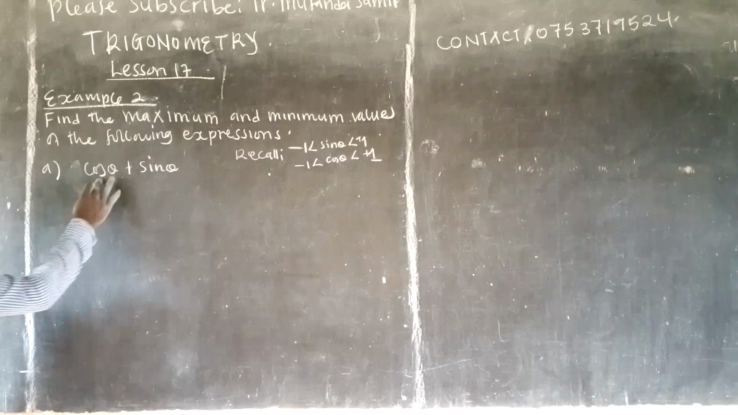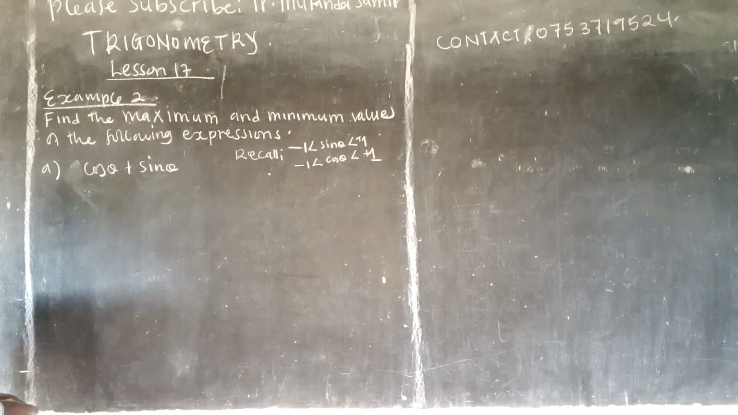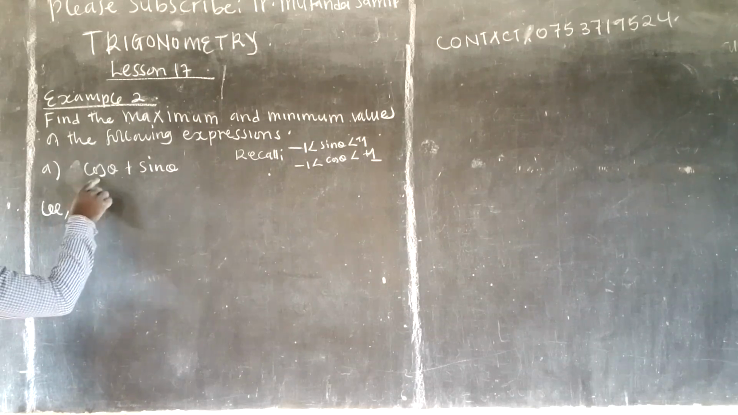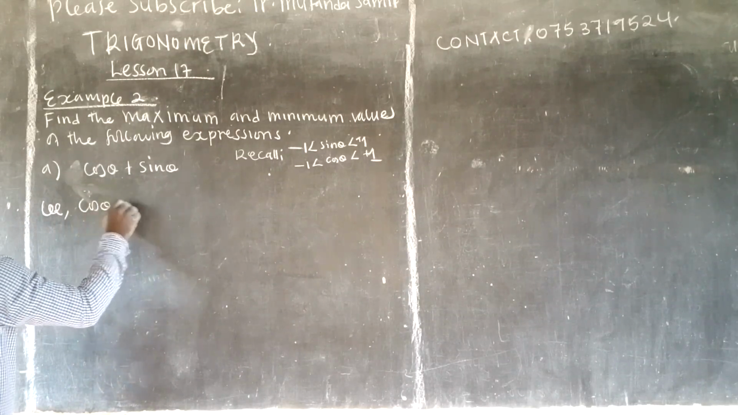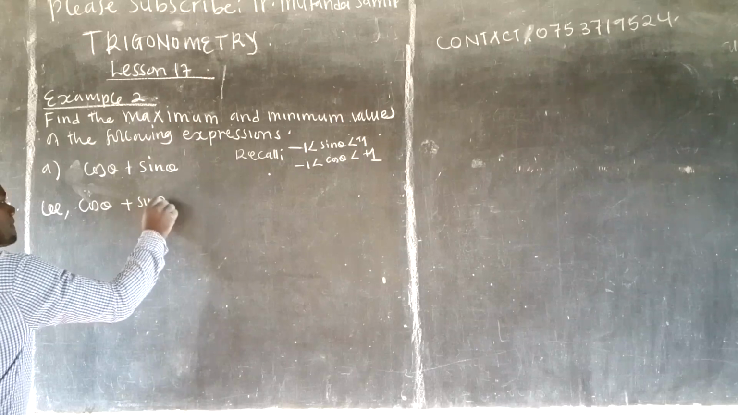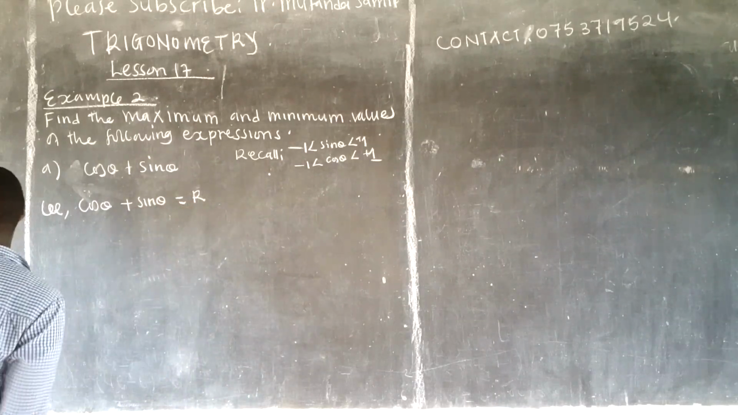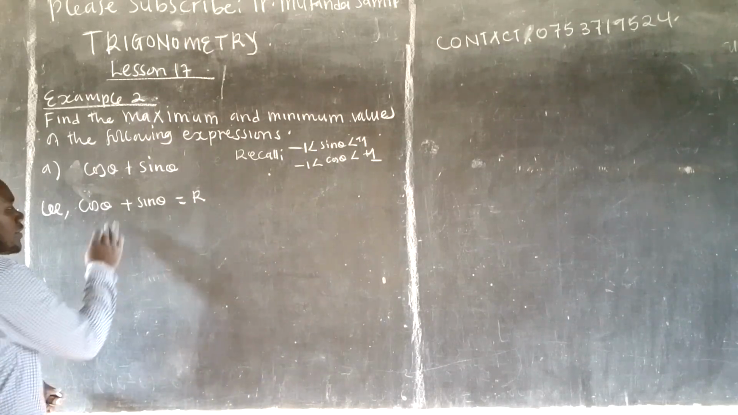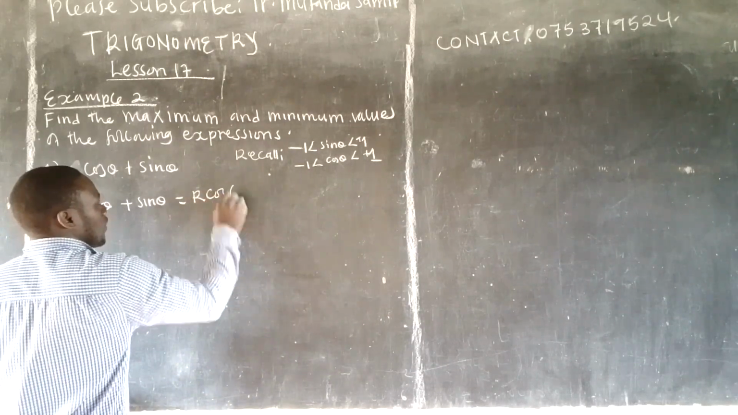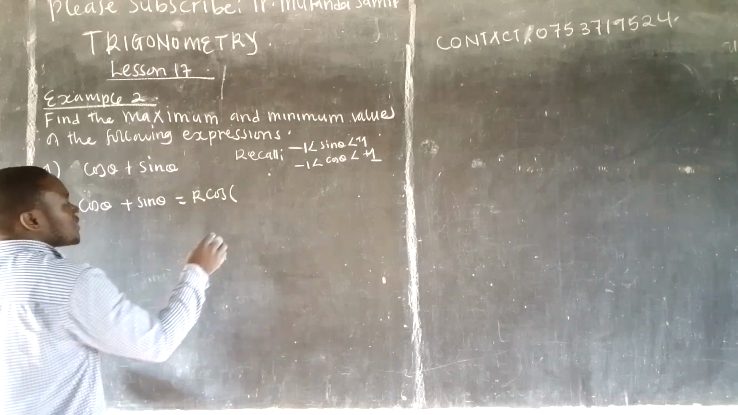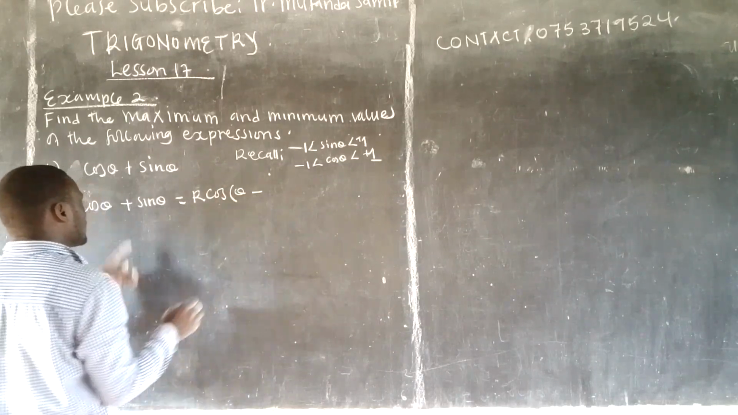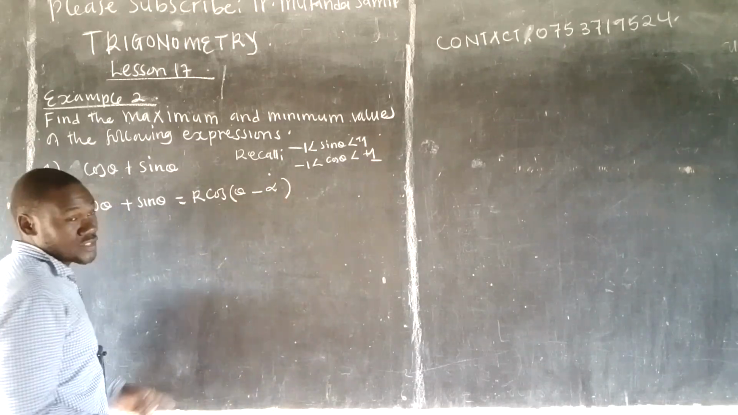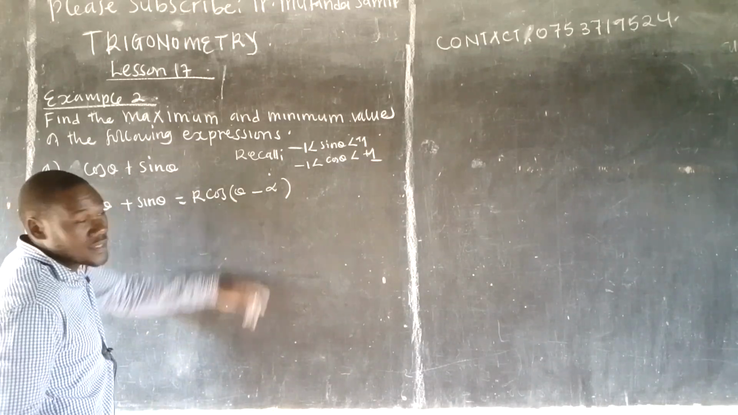So now we have this one, cos theta plus sine theta, and we use the other formula. Let this one, cos theta plus sine theta, equal R cos of theta minus alpha. You choose what you want to let. I prefer cos. When you're using cos, if you have a plus, then you put a minus alpha. Now, our aim is to get the value of R and the value of alpha.